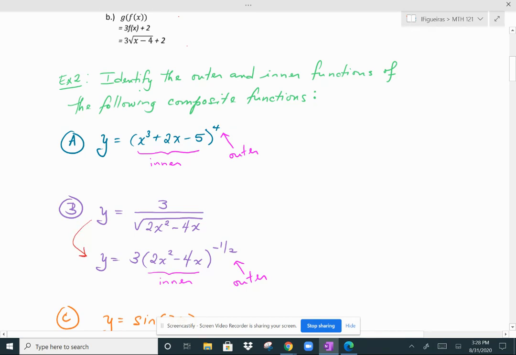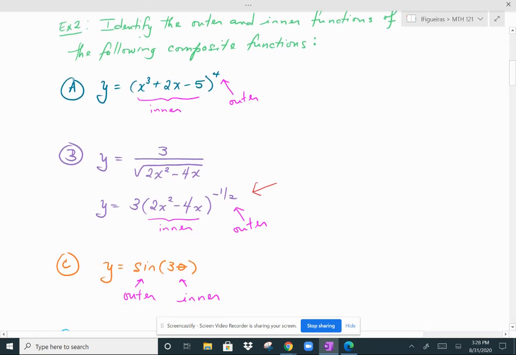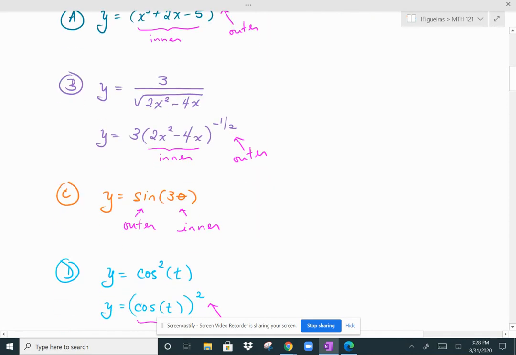so that you don't have a radical and it's not in the denominator, which is really the first thing you would have to do in order to find the derivative. And once you do that, you get 3 times 2x squared minus 4x raised to the negative 1/2 power. Now 3 is the coefficient, so that is just going to get multiplied by this composite function. And in this case, your inner function is 2x squared minus 4x, and your outer function is raising it to the negative 1/2 power.